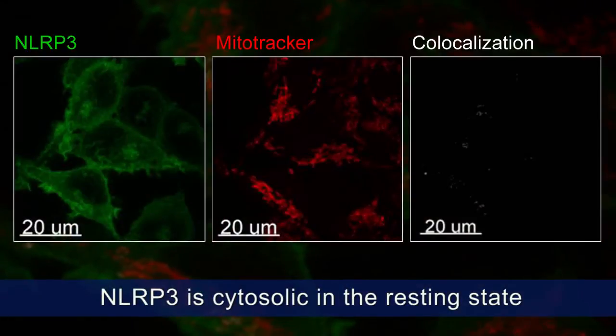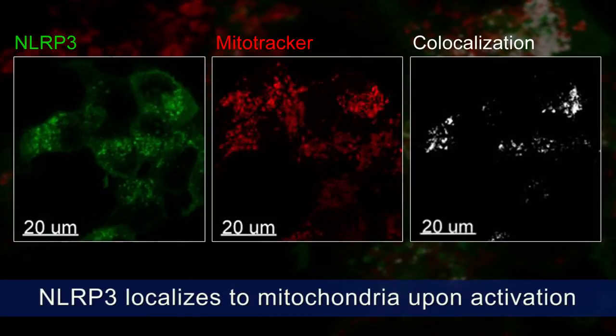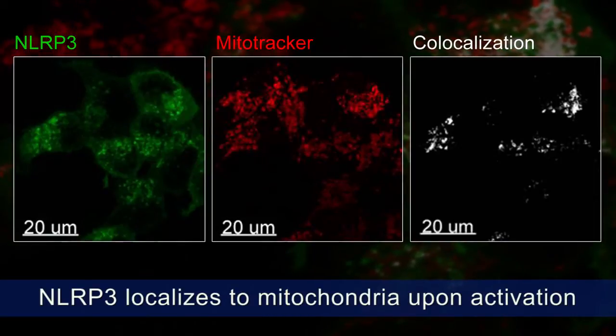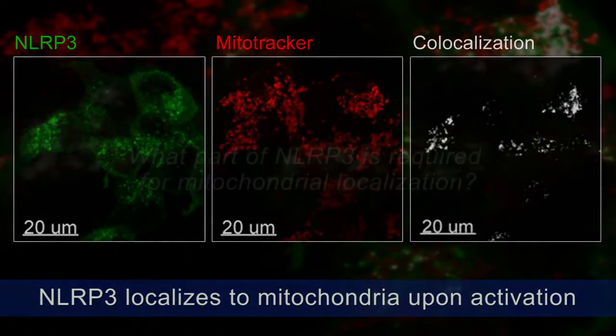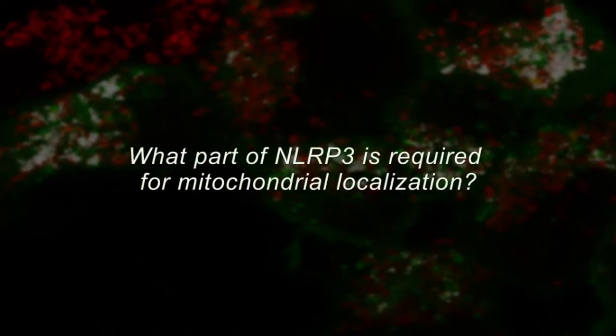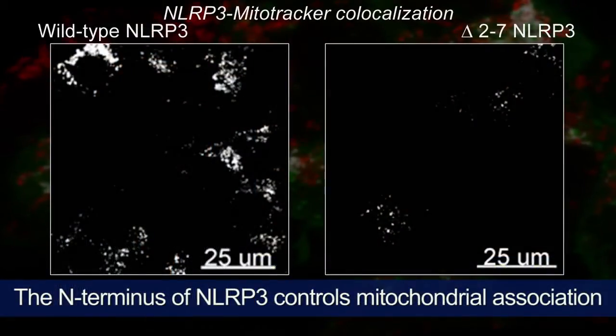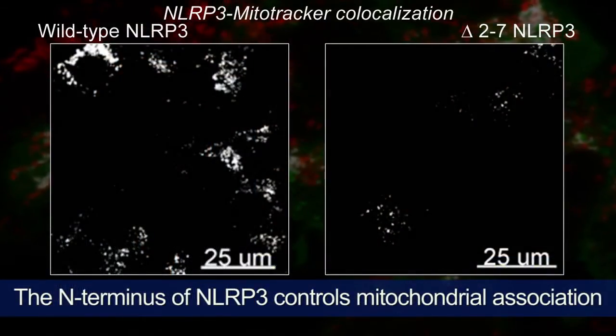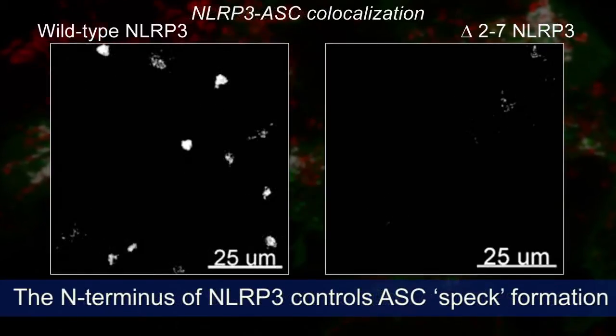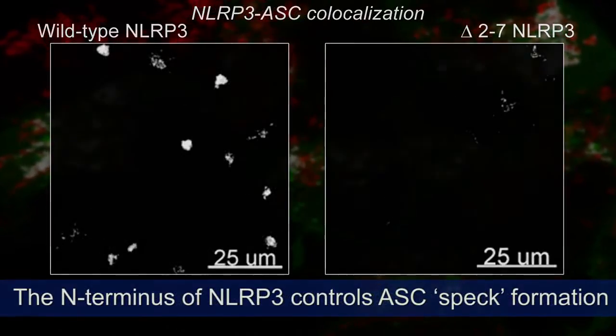Using confocal imaging, I found that NLRP3 was cytosolic until an activating ligand was added, at which point the NLRP3 associated with mitochondria. A mutagenesis study conducted with the help of our collaborator Kannan Natarajan showed that the N-terminus of NLRP3 was necessary for its mitochondrial localization and for oligomerization of ASC.